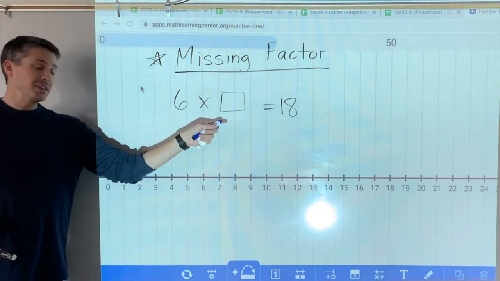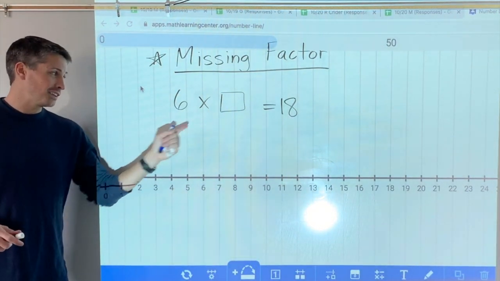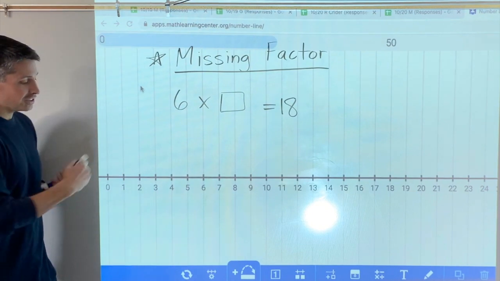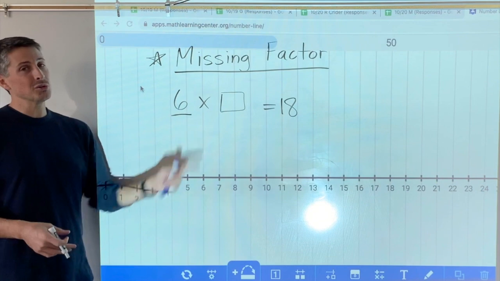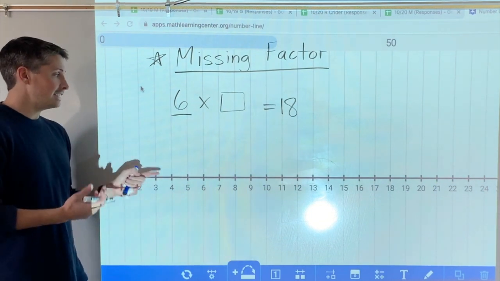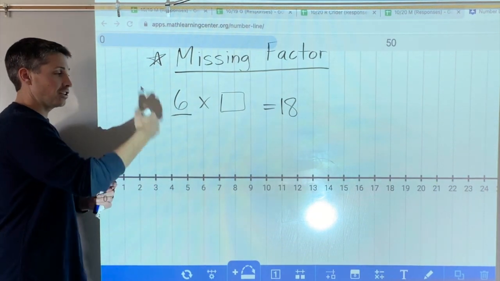So now you see that my missing factor is in a different spot, in a different location in the equation. So usually this is the amount of jumps we took. But since I don't know what this factor is, I'm going to use that as the amount I jump each time.